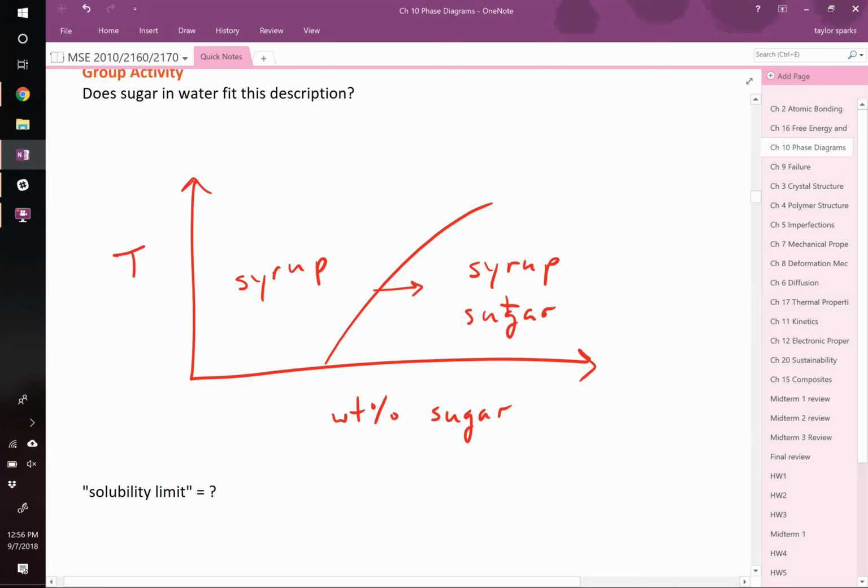So maybe turn to a neighbor and talk about, can you think of an example where you've seen solid solubility, where one solid can be dissolved in another one without forming two phases? So turn to a neighbor. What comes to mind?